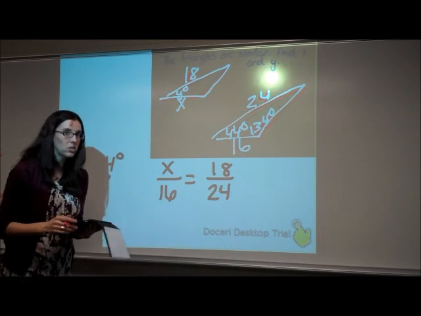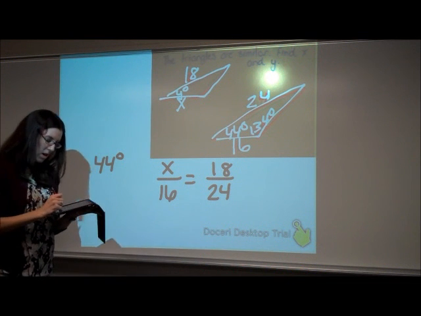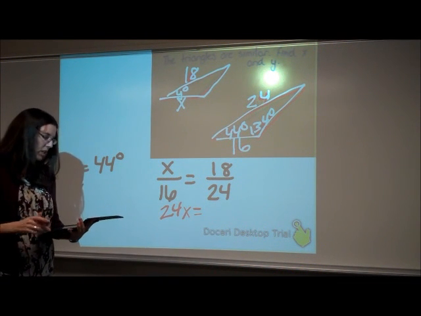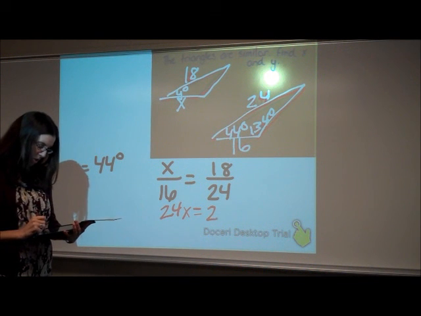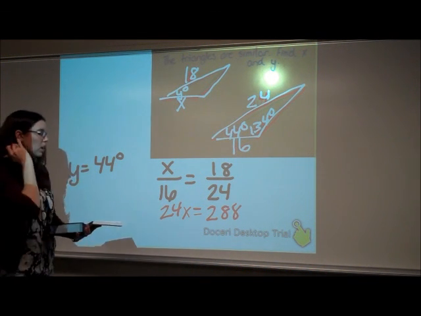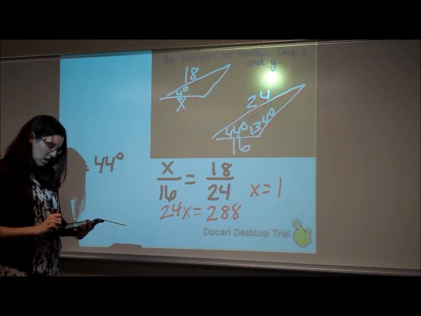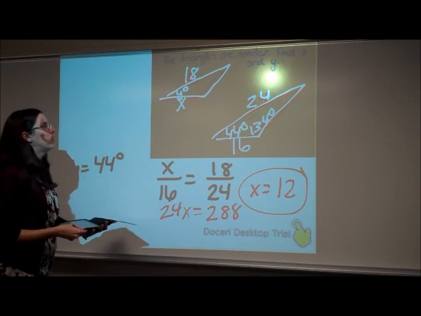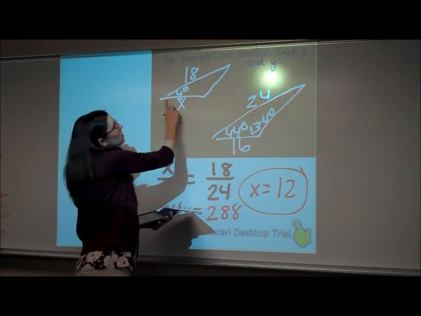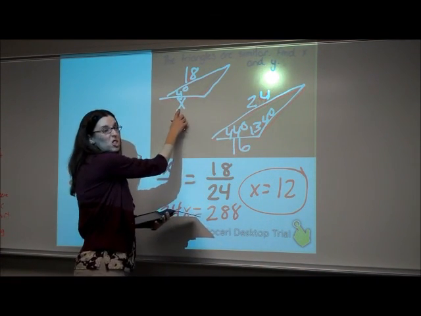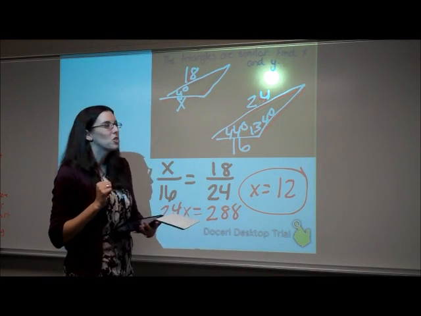Solving this proportion, I get that 24x is equal to 16 times 18, which is 288. Dividing both sides by 24, I get that x is equal to 12. If we look, this triangle is smaller than this one, so 12 should be smaller than 16, so that should work.